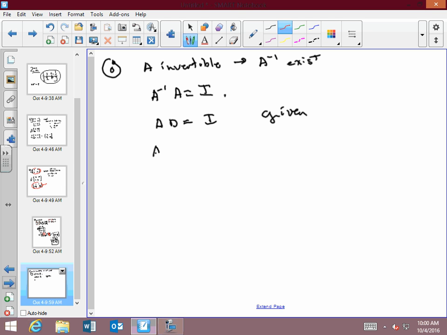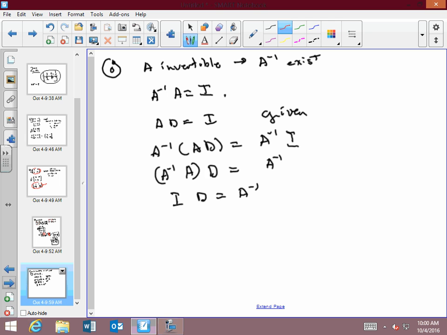So then we do A inverse of AD equals A inverse I. And then we can rewrite this as A inverse A D equals A inverse. Because I times any matrix is that matrix. This right here, by definition, is I times D, and I times D is D. Therefore, D is A inverse.